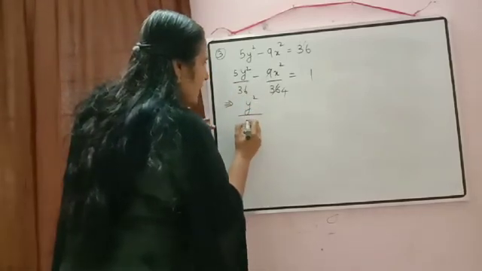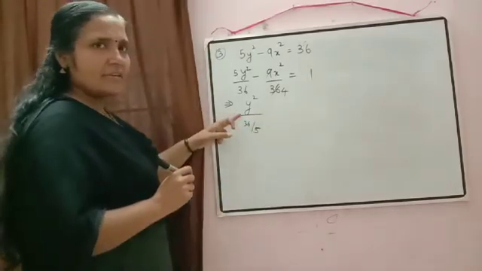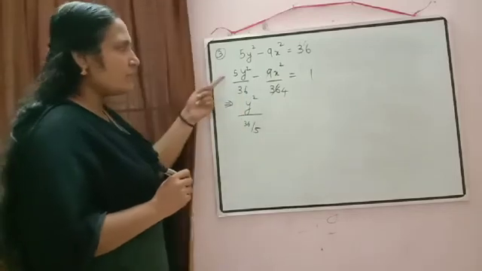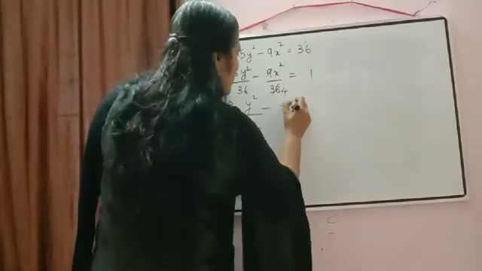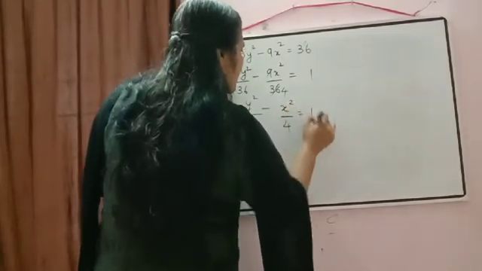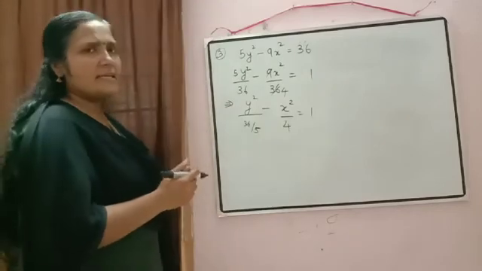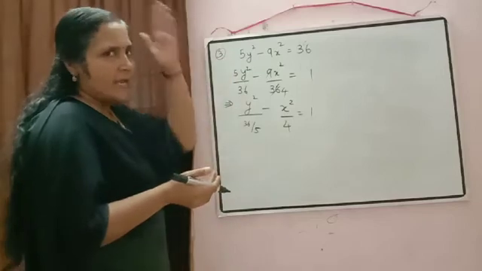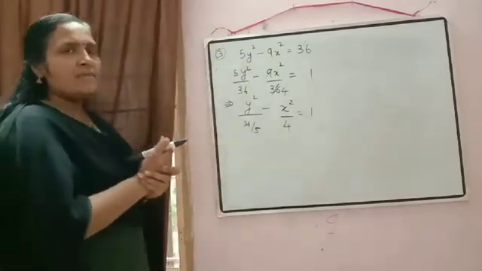Y square by 36 by 5. So when you change the division into multiplication, 5 will go into numerator. So we are just rearranging it. Okay. Minus, here there is no problem. X square by 4 is equal to 1. Now just to check here, y is written first. So our transverse axis is along y axis. Okay, so foci, everything we will write down on y axis.